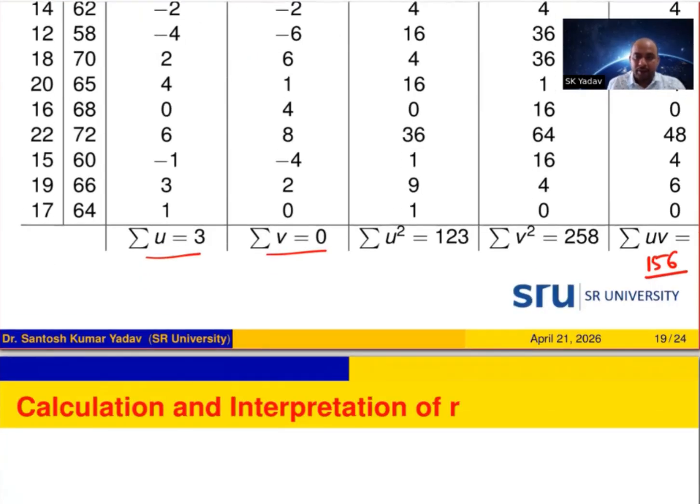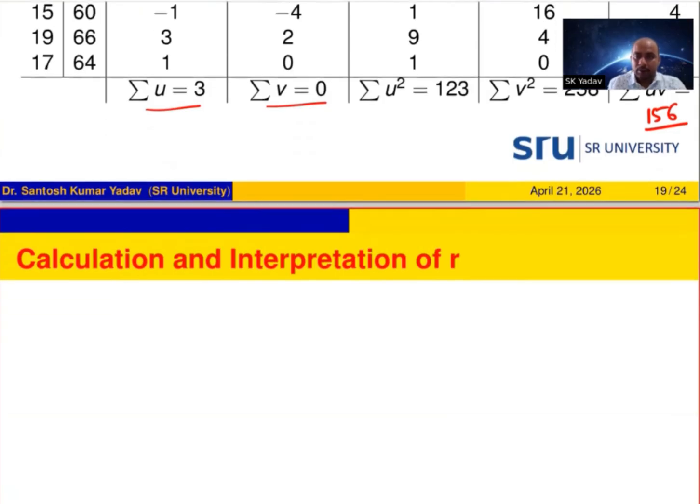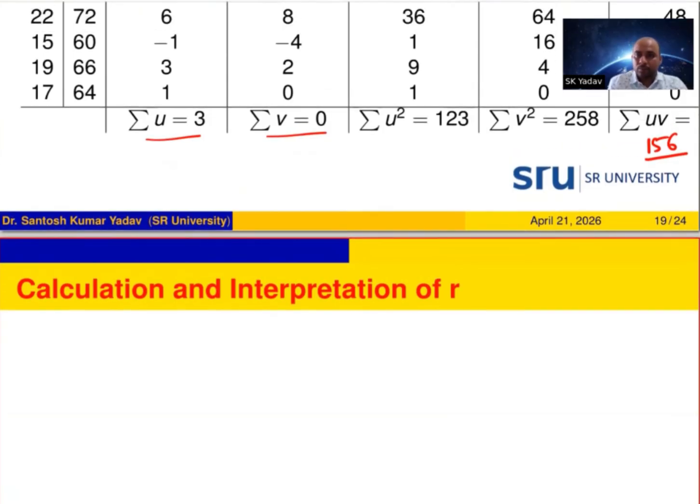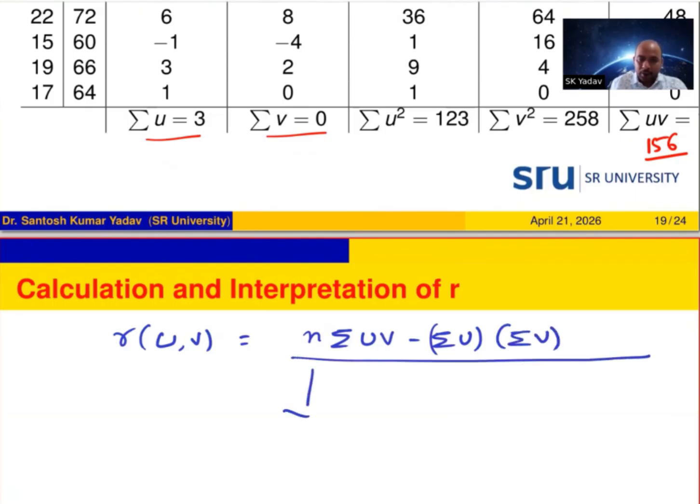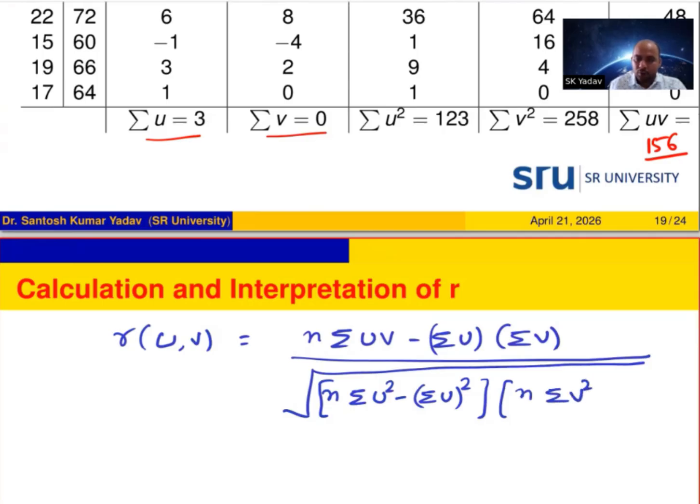Now by using the formula, I can easily compute this R. So R of U comma V equals n times summation UV minus summation U and summation V, divided by the square root of n times summation U square minus summation U whole square in one bracket, and in the other bracket n times summation V square minus summation V whole square.